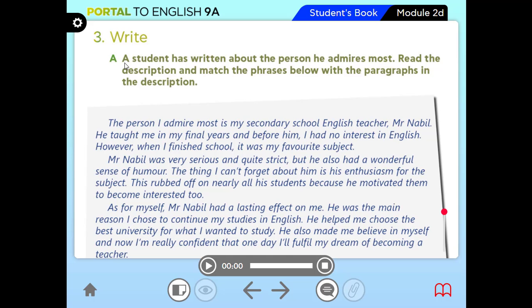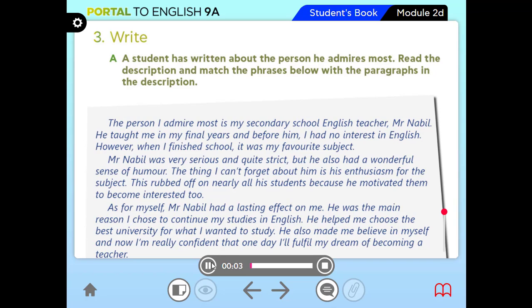Exercise 3. A student has written about the person he admires most. Read the description and match the phrases below with the paragraphs in the description. So let us listen to what the student has written about his friend.